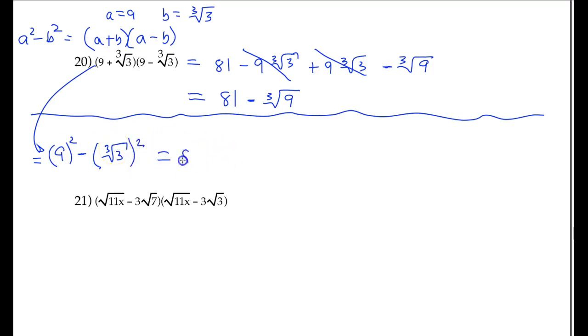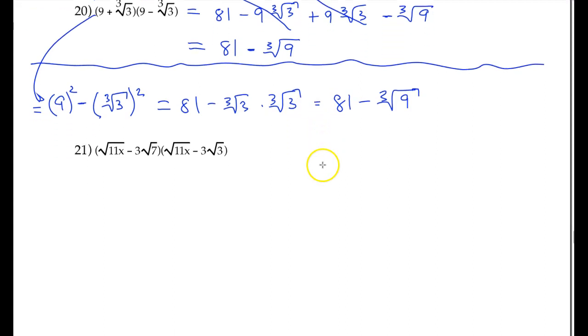And of course 9 squared is 81, and cube root of 3 squared is like saying cube root of 3 times cube root of 3. Since you have the same index here, we can multiply what's under the radicals together. You'll have cube root of 9. And so you still get the same answer.